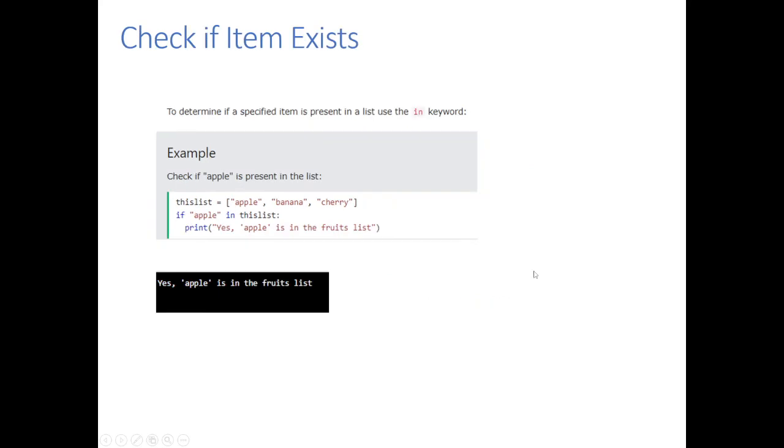Check if item exists. To determine if a specified item is present in the list, use the in keyword. So check if apple is present in the list. This list is equal to apple, banana, cherry. If apple in this list, so we're checking if apple is present in this list, then we print yes, apple is in the fruits list. Since in this particular example, apple is actually here, this will execute this code. So the output will be yes, apple is in the fruits list.